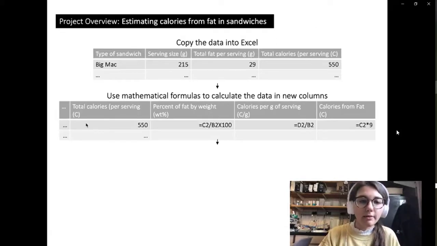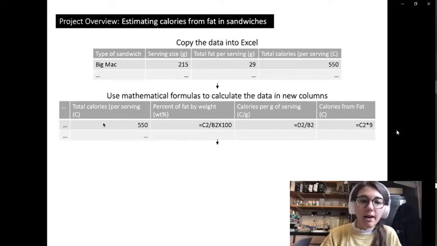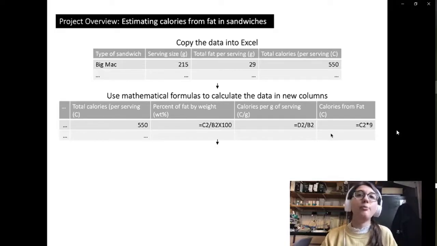Overall, you're going to put that data into Excel, then you're going to use formulas, again, looking at total calories and then calculating percent weight, and then also calories per gram, and then calories of fat from that. Seeing again how it's much more simplified when we utilize Excel to its fullest potential as this super amazing calculator.